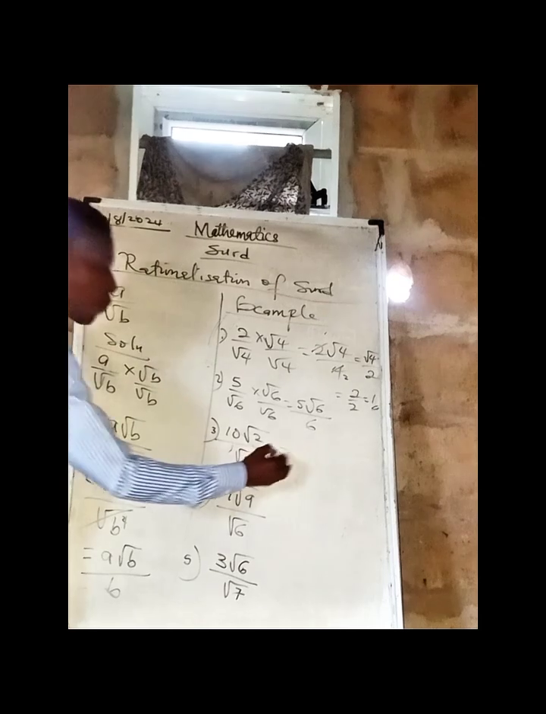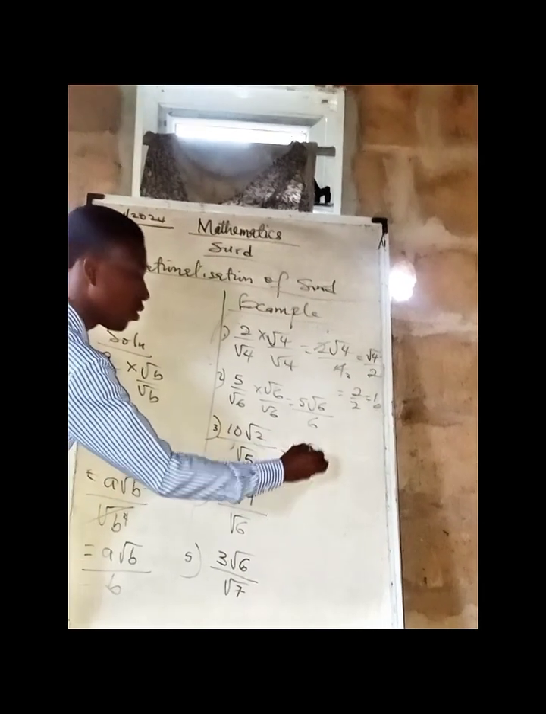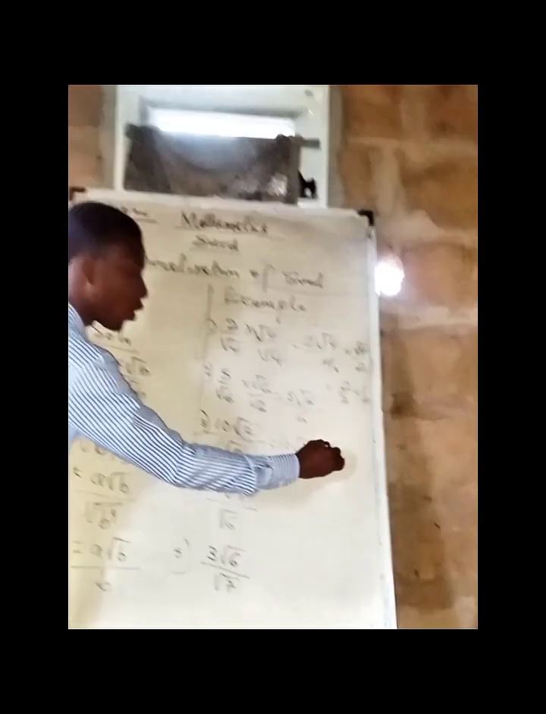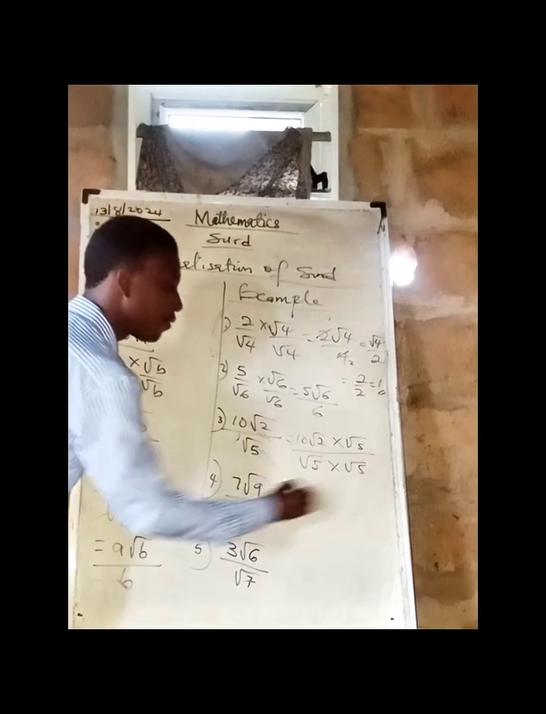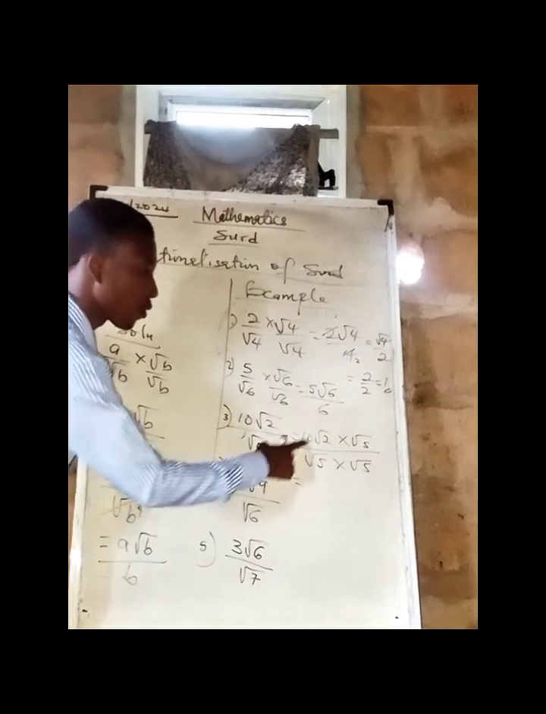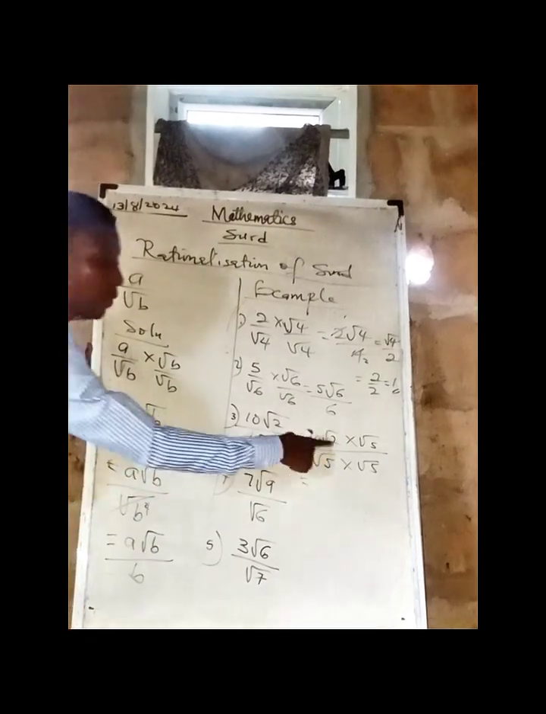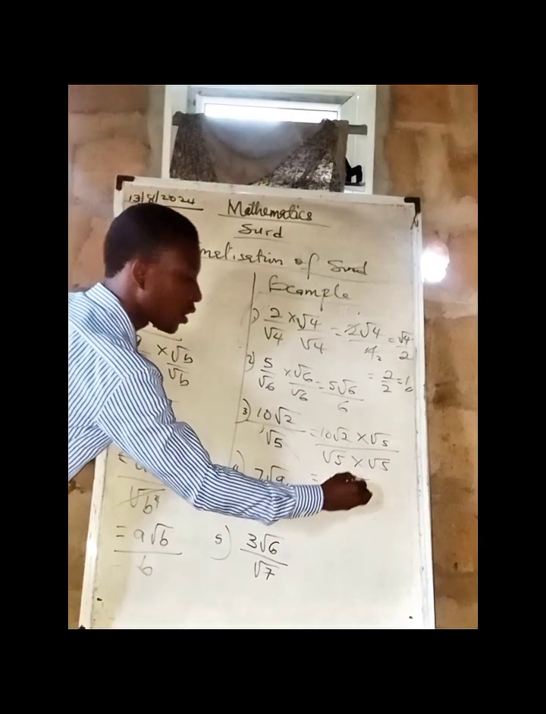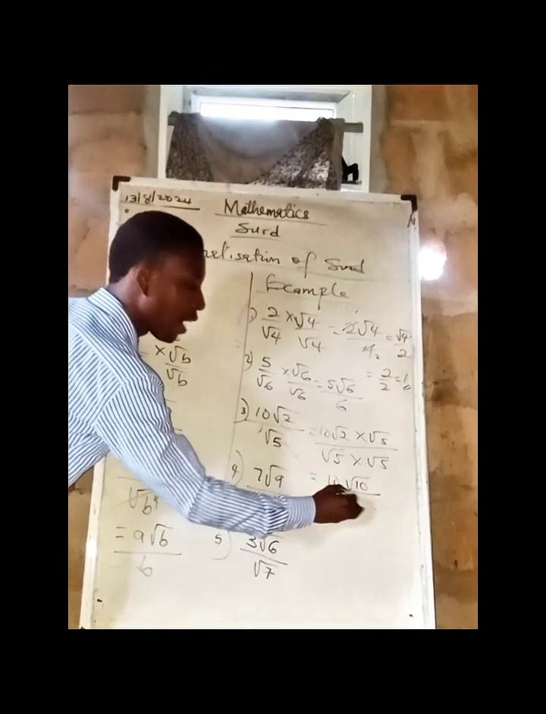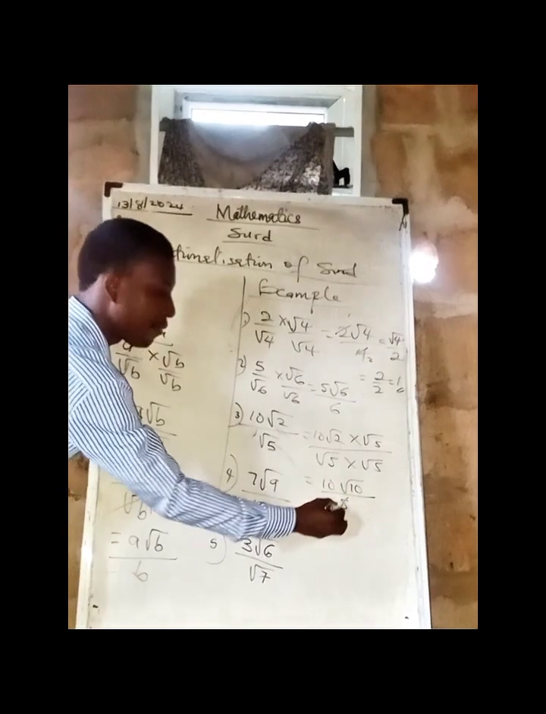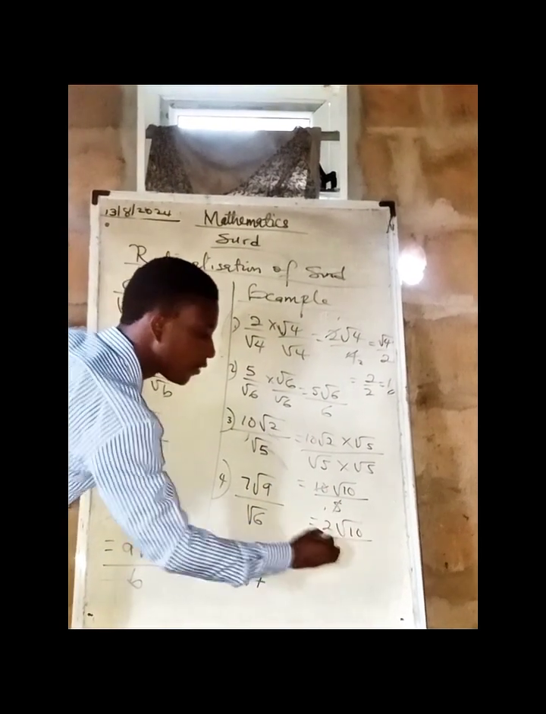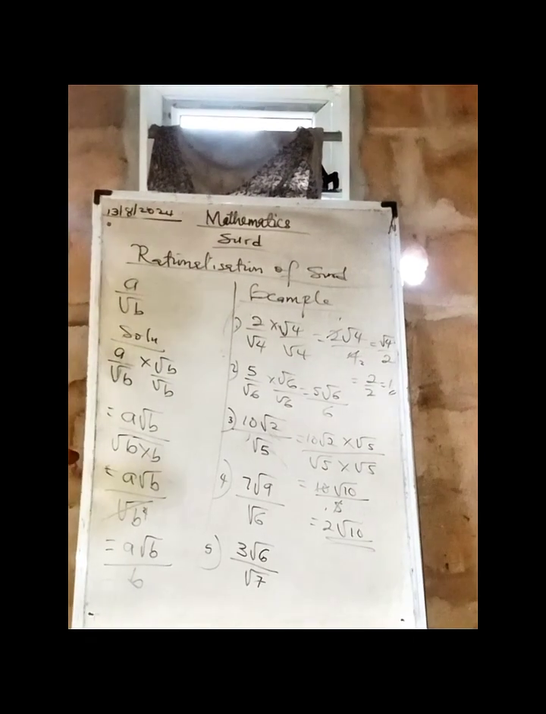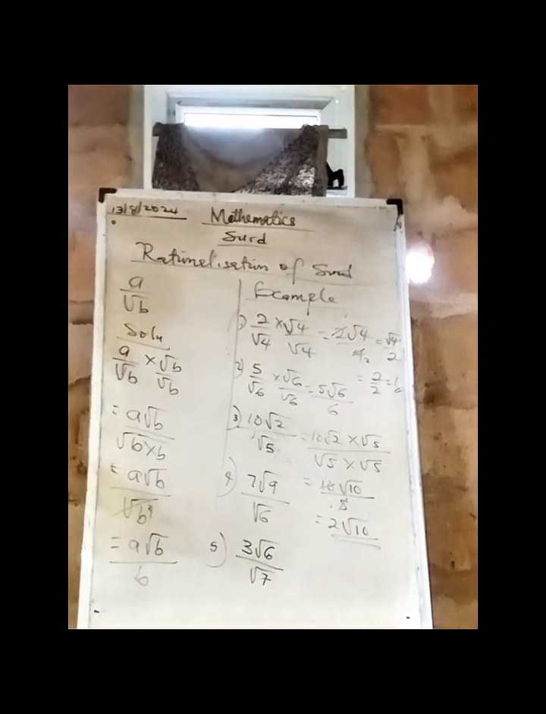This will be 10 surd 2 times surd 5 over surd 5 times surd 5. This times this will give us 10 surd 10 all over 5. 5 here is 1, 5 here is 2, which is going to be 2 surd 10. That's your final answer. So quickly, please go work on this.